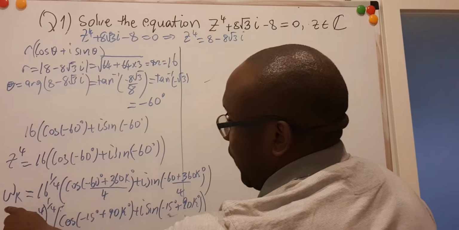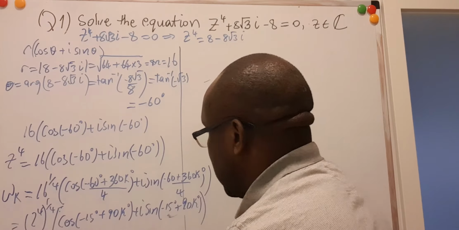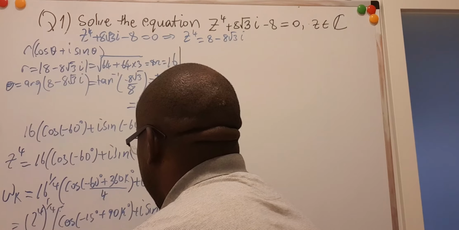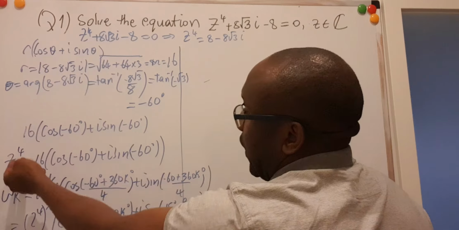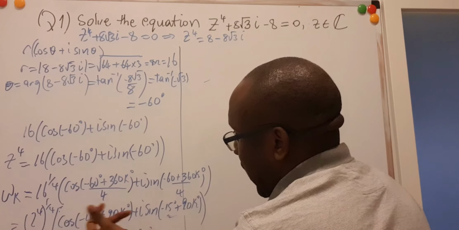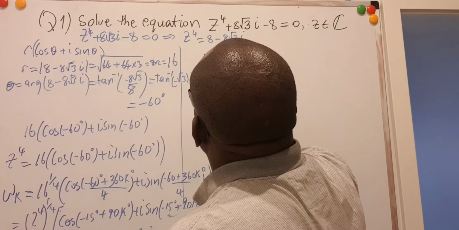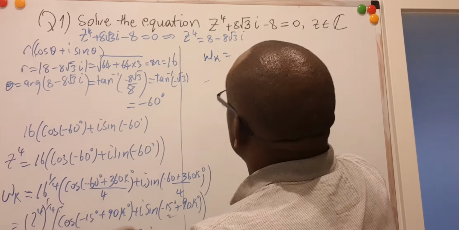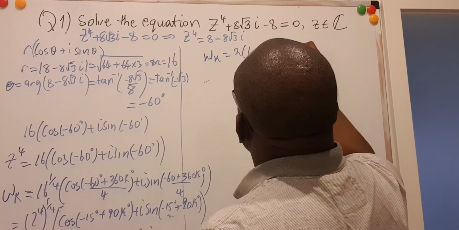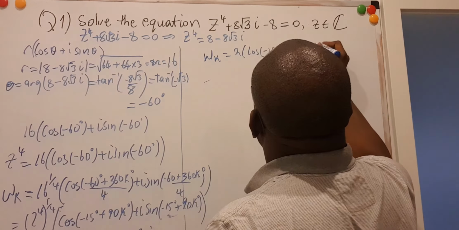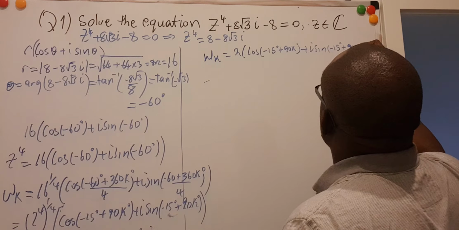So we are just left to simplify. We would see what we get as a root of this for the different values of k. These k values go from 0, 1, 2, and 3, because I have only 4 roots. I should get only 4 of them. So when k is 0, I get the first one. When k is 1, I get the second. When k is 2, I get the third. And when k is 3, I get the 4th. So my wk is now in a nice form. This is 2 cosine of minus 15 degrees plus 90k degrees plus i sine of minus 15 degrees plus 90k degrees.